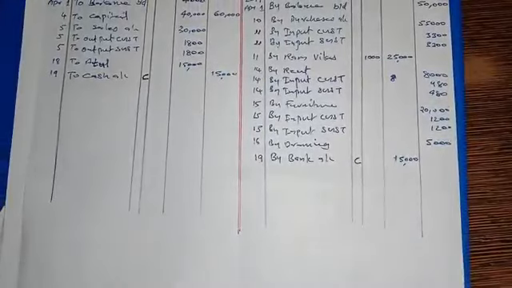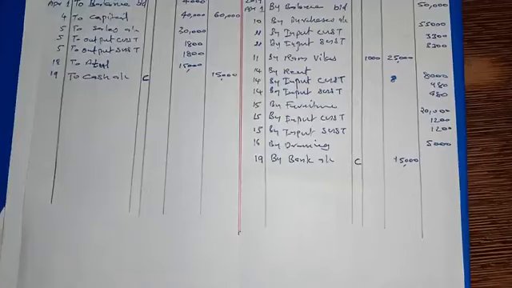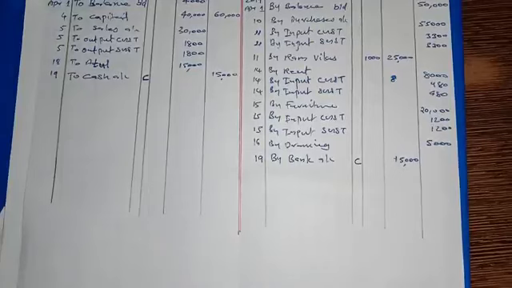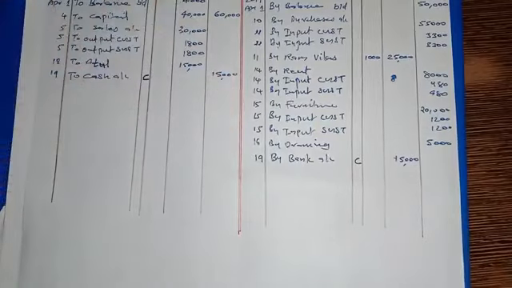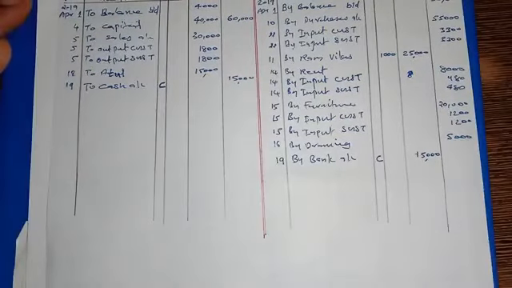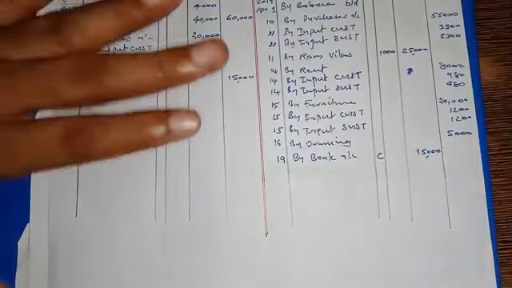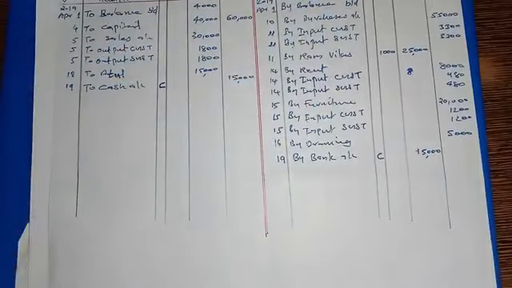Next transaction, it is given on 20. On 20, goods sold to Amritraj for rupees 80,000 plus CGST, SGST 6% each. If you are seeing this transaction, it is a credit transaction, no? Because goods sold to the name of the person is given and it is not mentioned for cash. That is why it is a credit sale. So on 20th day, the transaction we will not write in the cash book because it is not a cash transaction. Credit transactions we are not recording in the cash book.